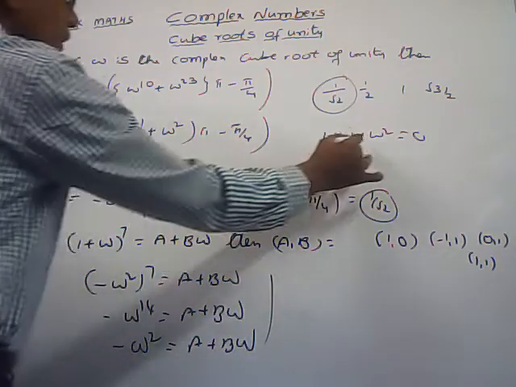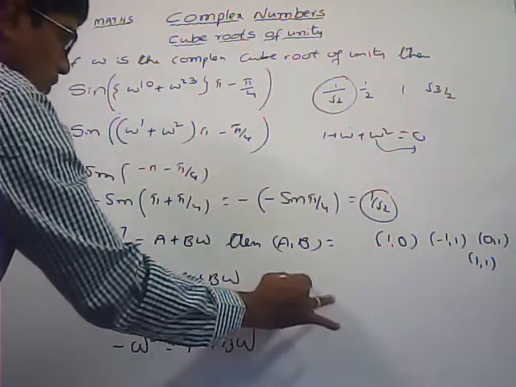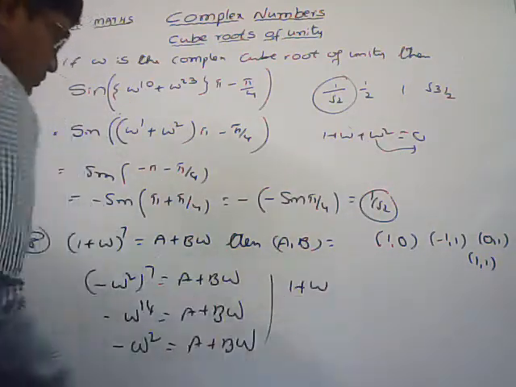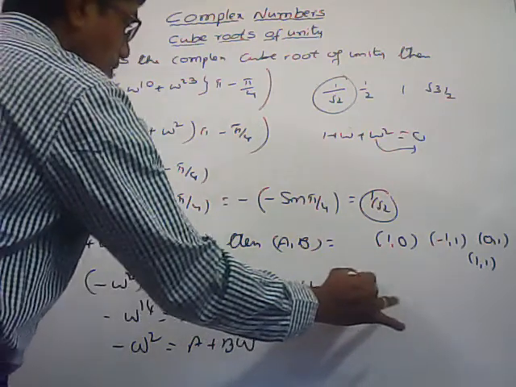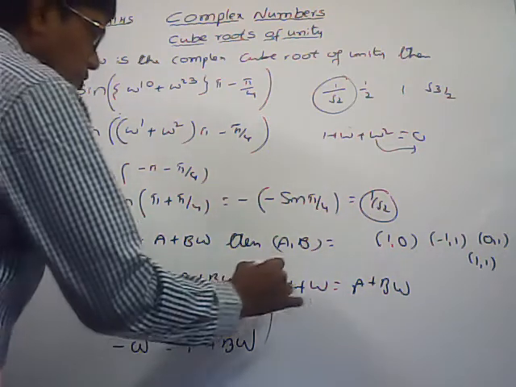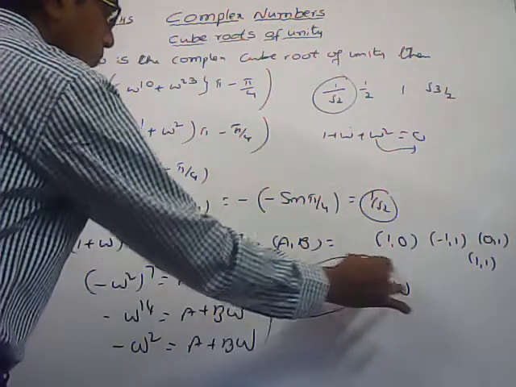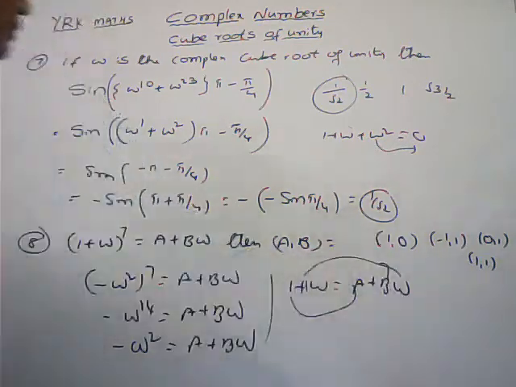And if I transpose this one that side, minus omega square, that is equal to 1 plus omega is equal to a plus b omega. The two complex numbers are equal means we have to equate the corresponding terms only. Here constant term a is equal to 1 and coefficient of omega b is equal to 1. a is equal to 1 and b is equal to 1, that is the fourth option.